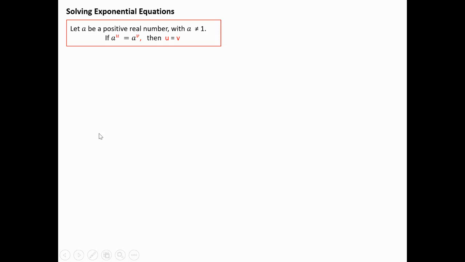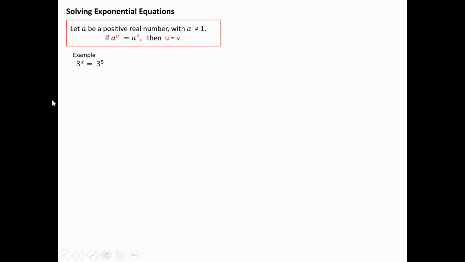Okay, now this next part that I'm going to cover is called solving exponential equations. Okay, here's a rule here. Let a be a positive real number with a not equal to 1, because 1 to the n power will always give you 1. Okay, and then it says if a to the u equals a to the v, then u must equal v. In other words, if you have the same base, you let the exponents equal each other.